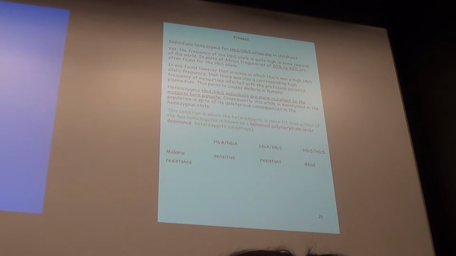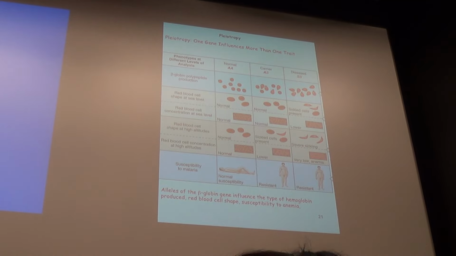Okay? So this is just a picture of the whole thing. It's called pleiotropy. That's the word. You don't have to remember this word. It means one gene influences more than one trait. It depends on what the trait is that you're studying: oxygen carrying capacity, blood cell shape, presence or absence of a protein, resistance or susceptibility to malaria.